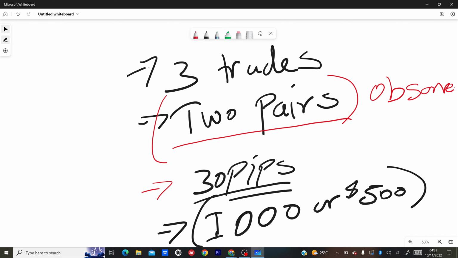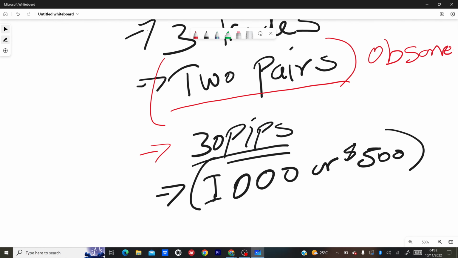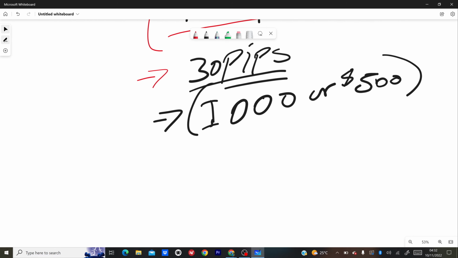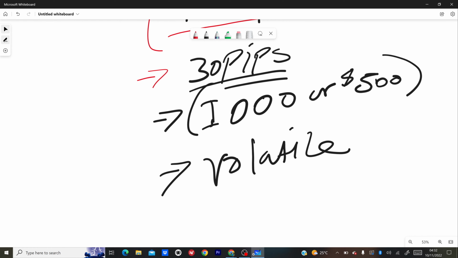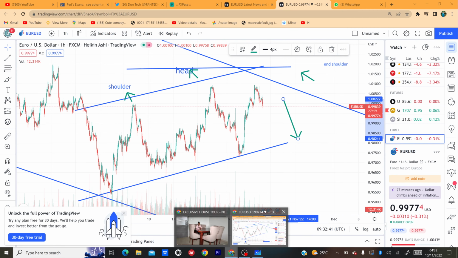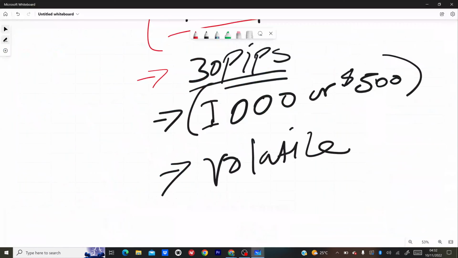So let's see which pairs we can use over here. The other rule is to make sure that you use at least a pair that is volatile, because some pairs will just stay there and you will not be making anything in a day. If you have observed all those rules, then you are good to go. Let's click over here and see what's going to happen.